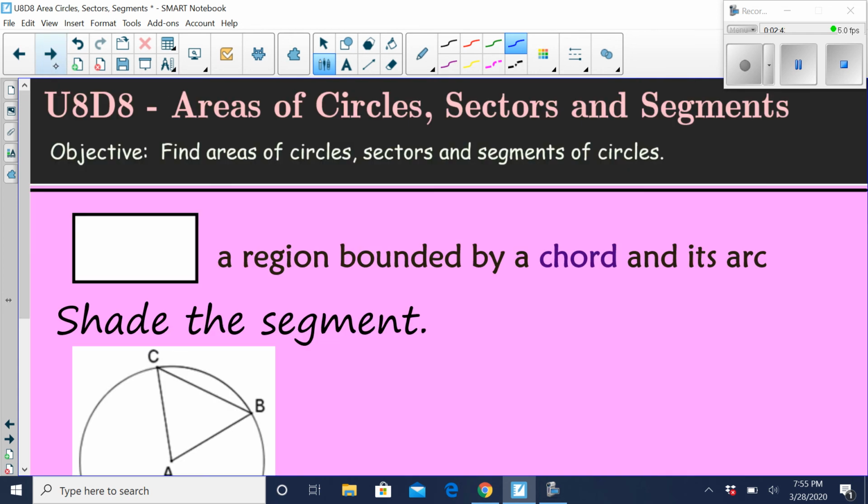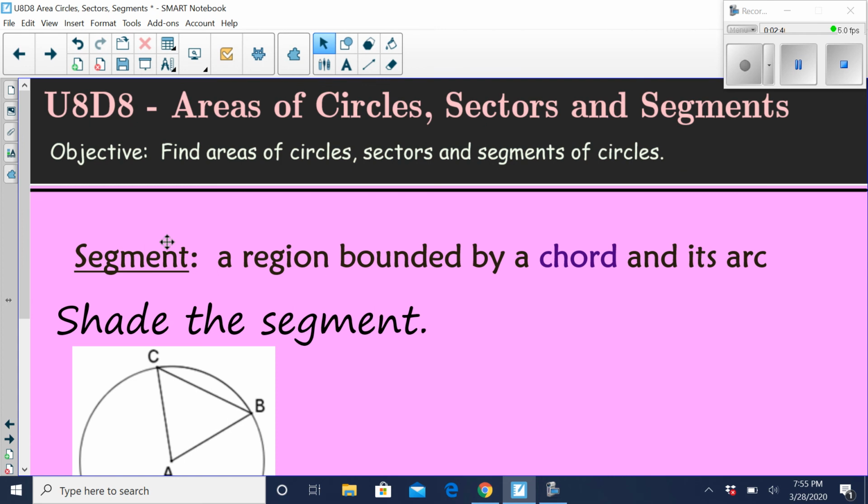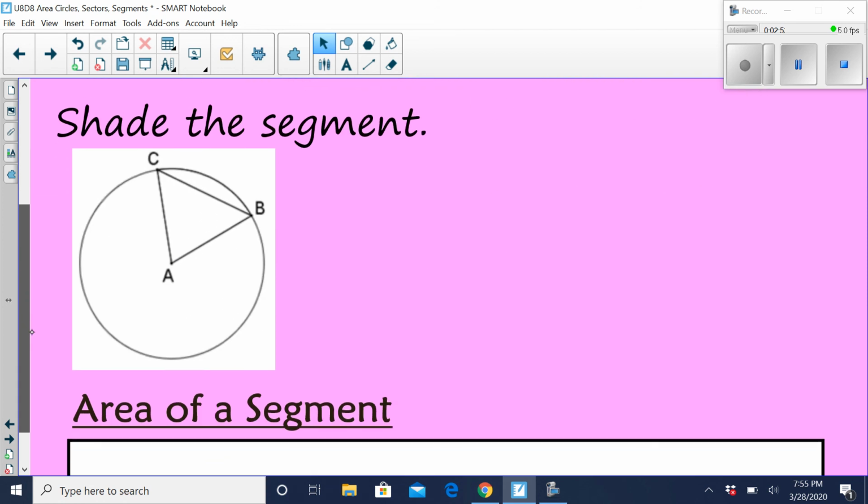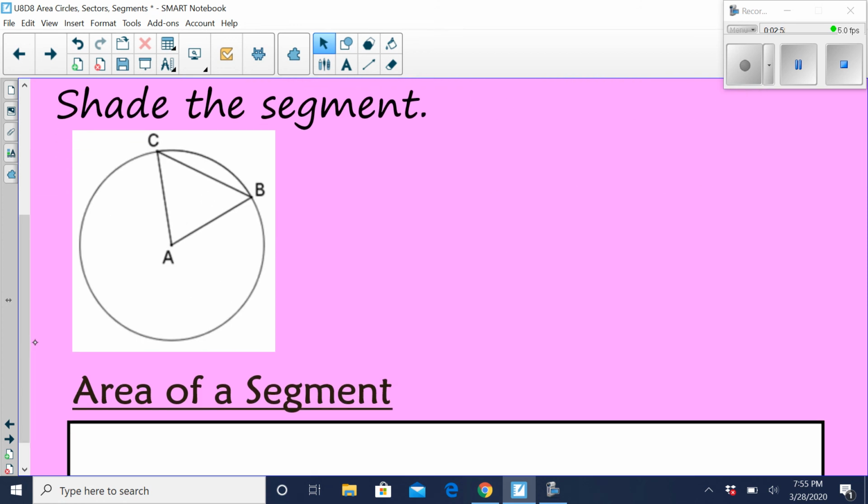Last vocab term for today is called a segment. Okay, and a segment is a region that's bound by the chord and its arc. So if I look here, we have that central angle still, that angle CAB as the central angle. And then what they did is they drew in this chord right here, and this little piece right here is called the segment. If you think of a slice of pizza, the segment would kind of represent the crust on that slice of pizza.